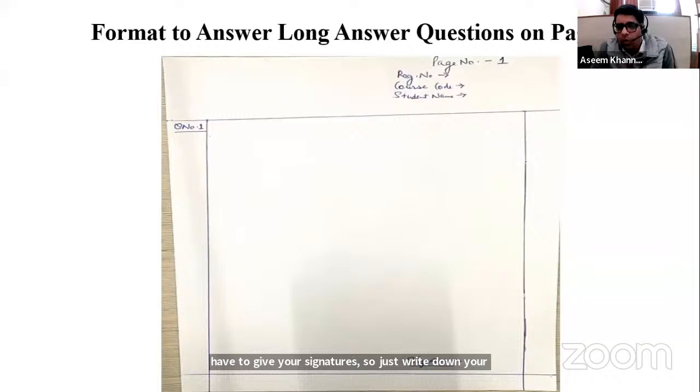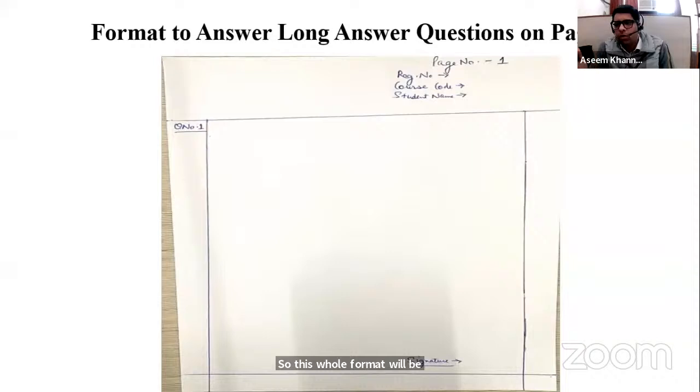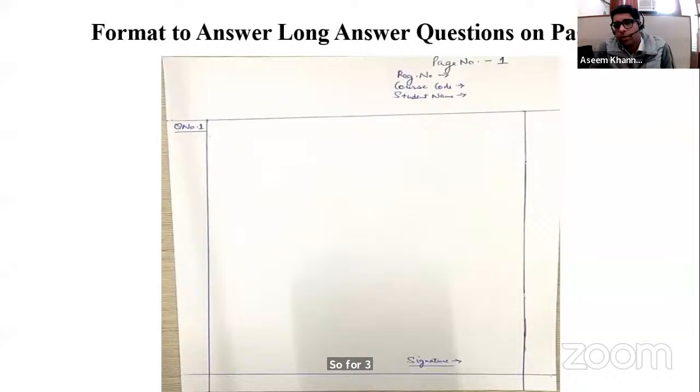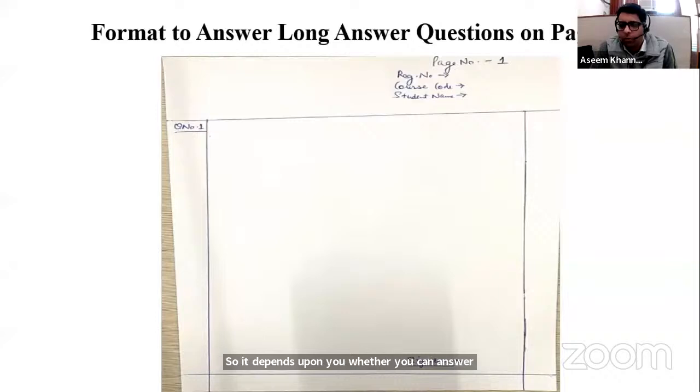This whole format will be there, and the same you have to give for each and every question. Like 3 questions will be there, so for 3 questions you can consume 3 into 4, which means you can consume 12 pages for all 3 questions. It depends upon you whether you answer in 4 pages or in 2 pages. But do attempt those things accurately and click the images clearly.